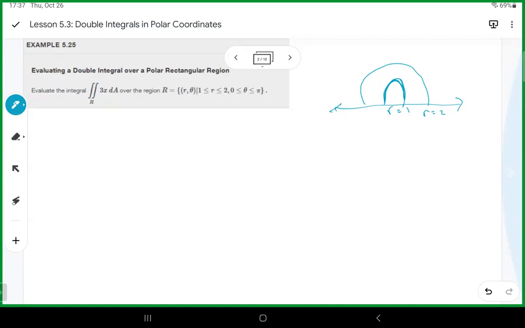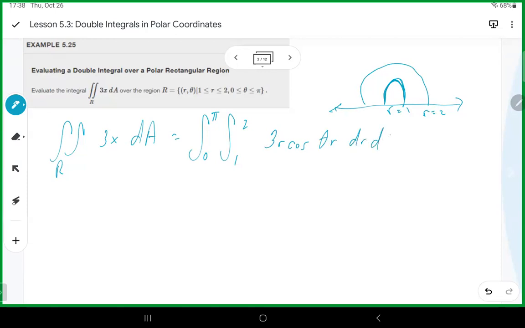So from the figure, what we know is that we would rewrite our region 3x dA. That's going to become 0 to pi and 1 to 2, 3r cosine theta r dr d theta. Okay. So we're using an iterated integral with the correct limits of integration based on the fact that we are dealing with the polar rectangular realm.